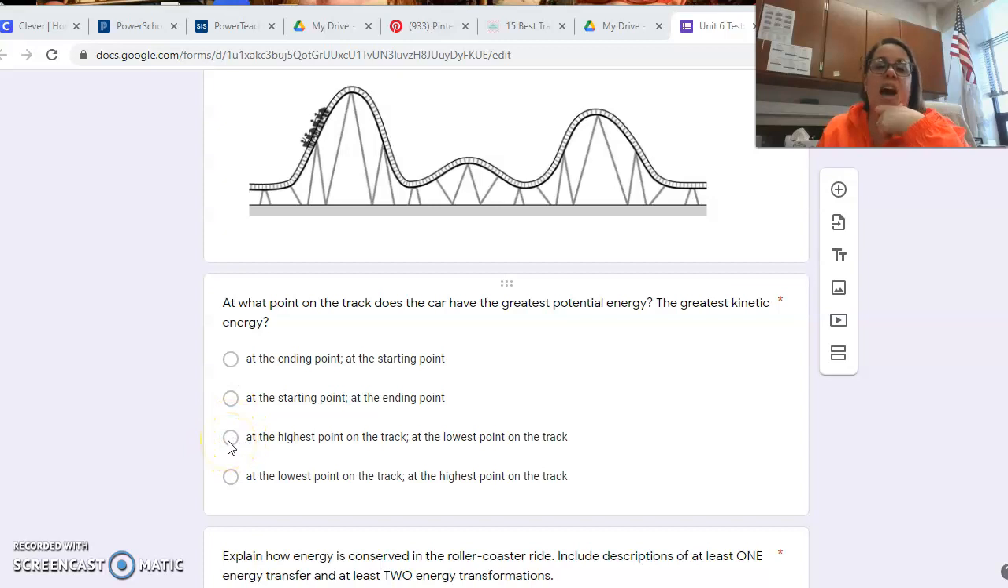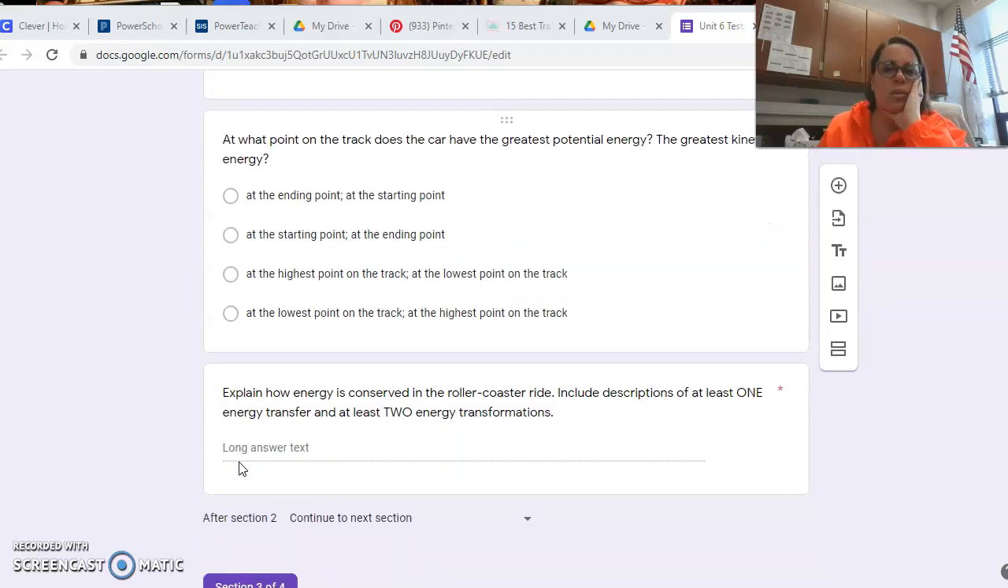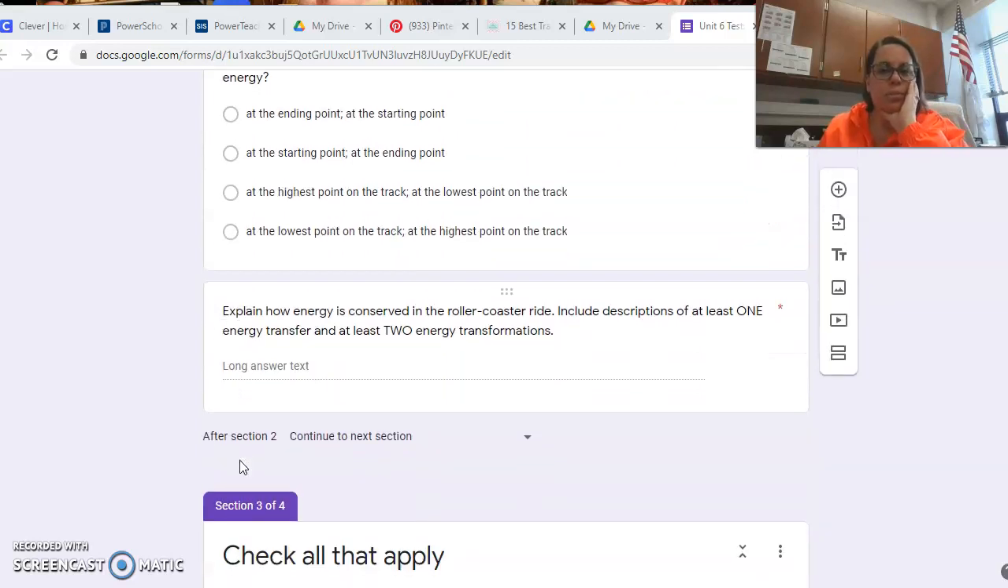Greatest potential is at the highest point on the track, and the greatest kinetic is at the lowest point on the track. Greatest kinetic at the lowest point on the track, and the greatest potential is at the lowest point on the track, and the greatest kinetic is at the highest point on the track. Go ahead and select your answer. Remember, pause me if you need to.